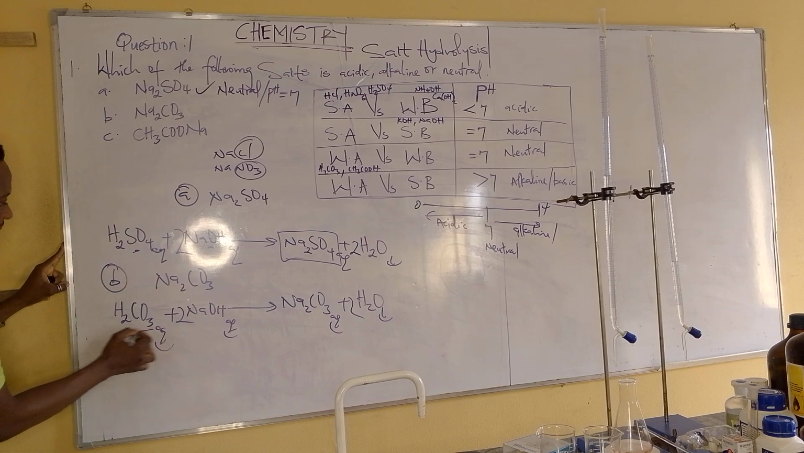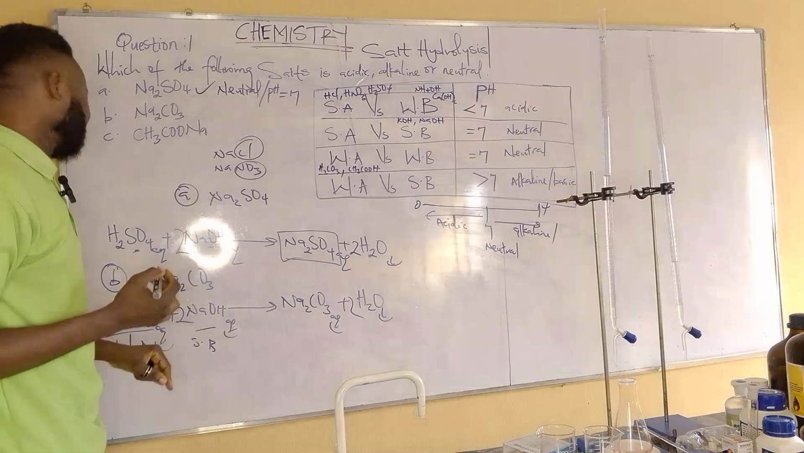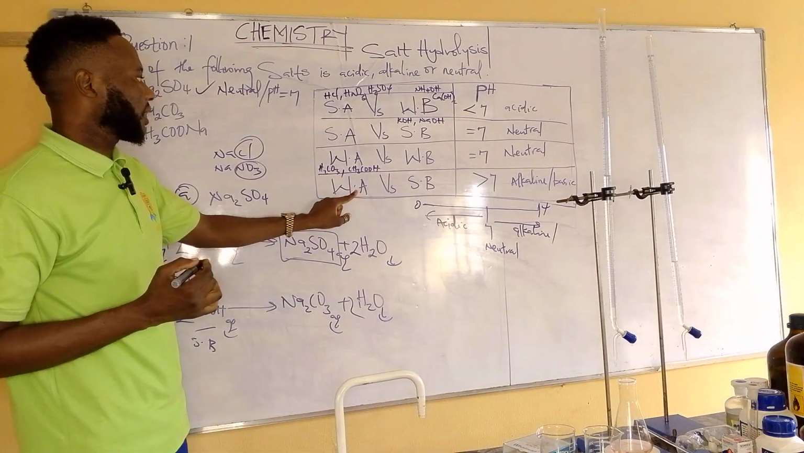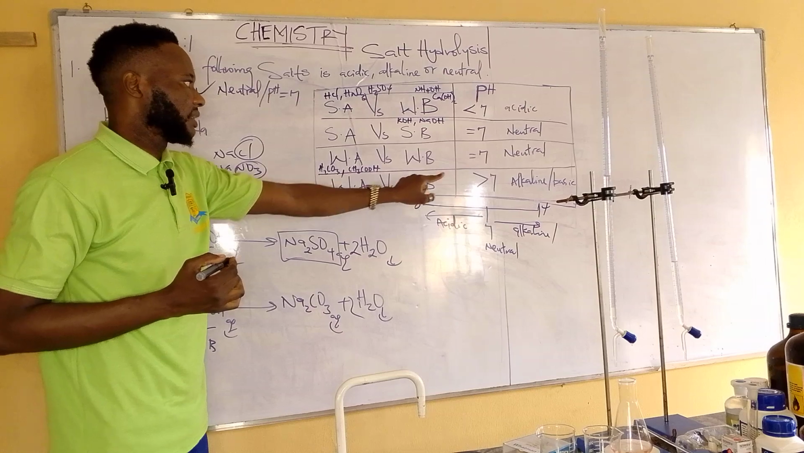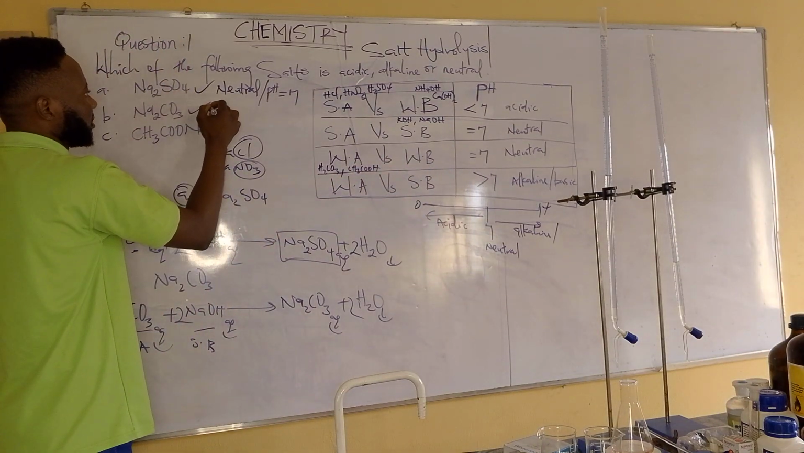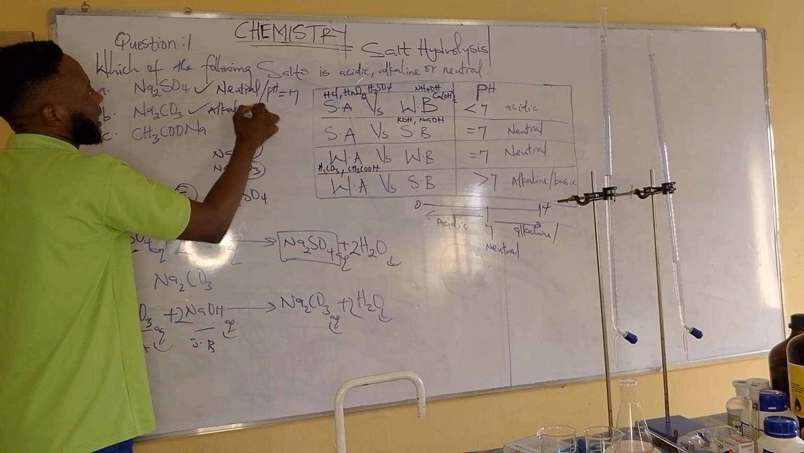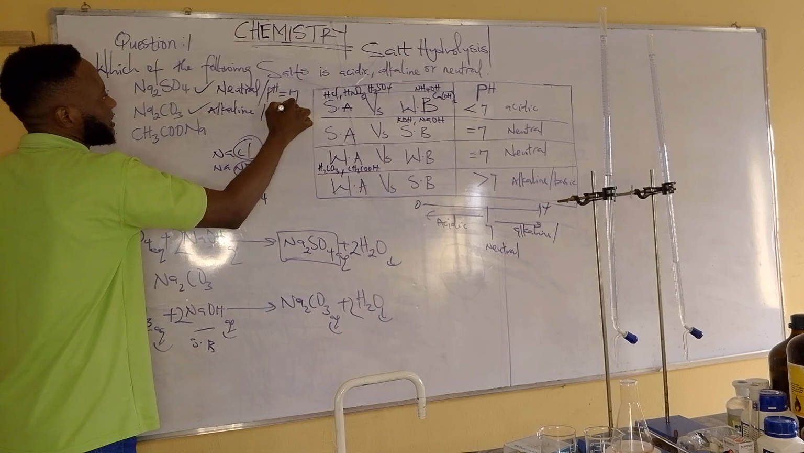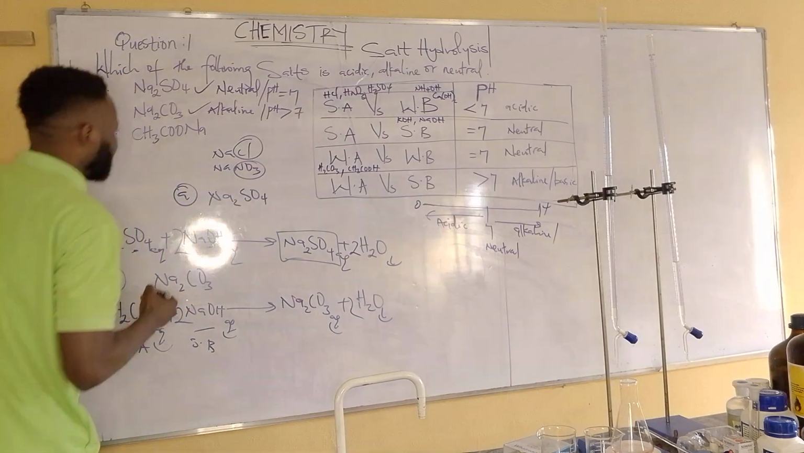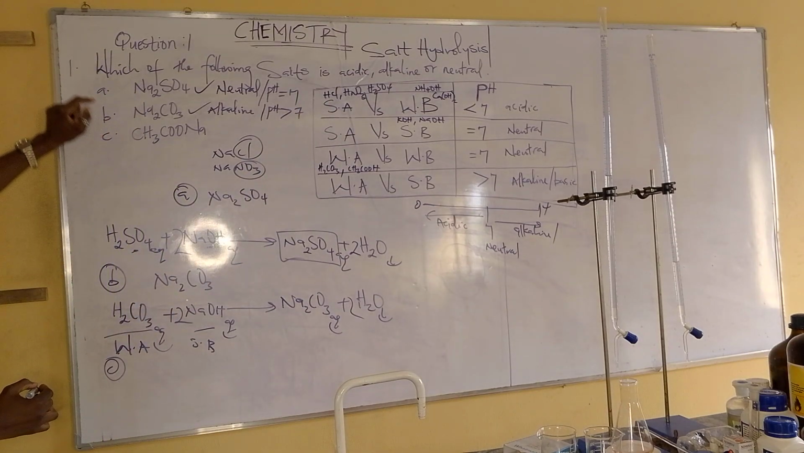So now this is my weak acid. This one is a strong base. Go to your table. Weak acid versus strong base is greater than 7. So this one is going to be alkaline. pH is greater than 7.